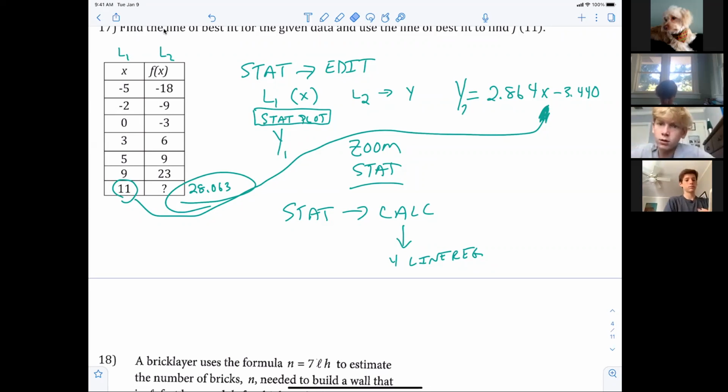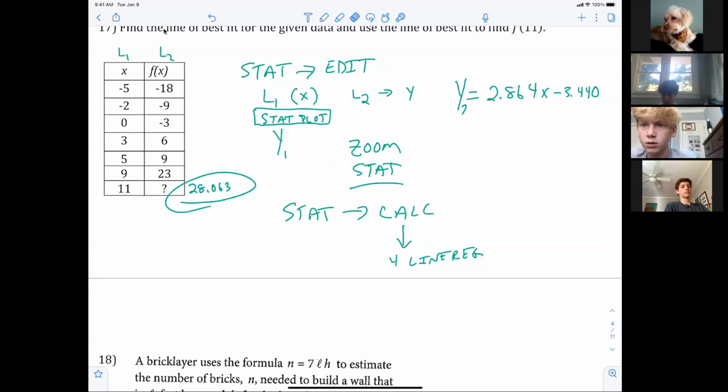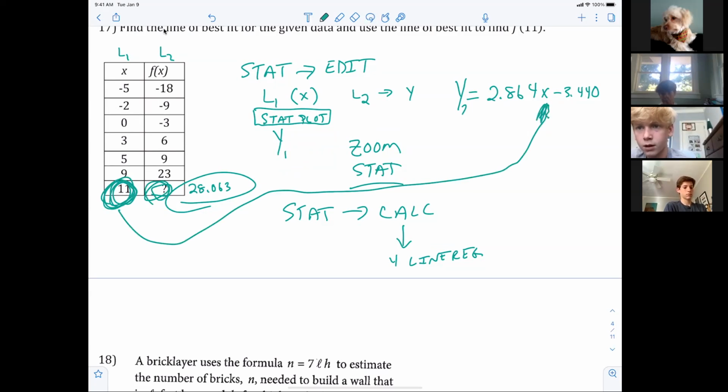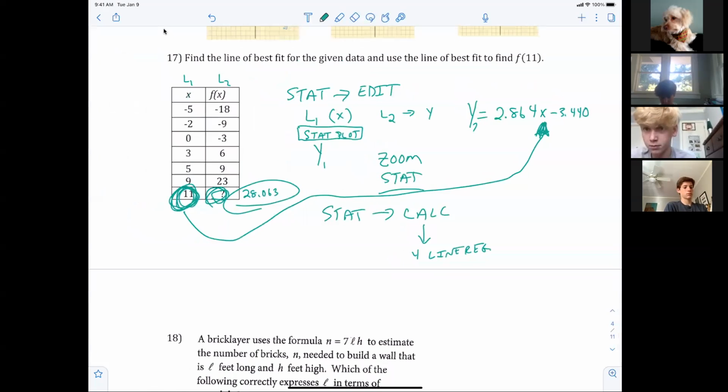Mr. Stroud, how can you explain to me again how you get the 28.063? Do you understand? I'm looking at this 11 right here. I'm trying to calculate what the y value is. Plug 11 in for x, and that will calculate the y. You just do 2.864 times 11 minus 3.44. Thank you. You're welcome.